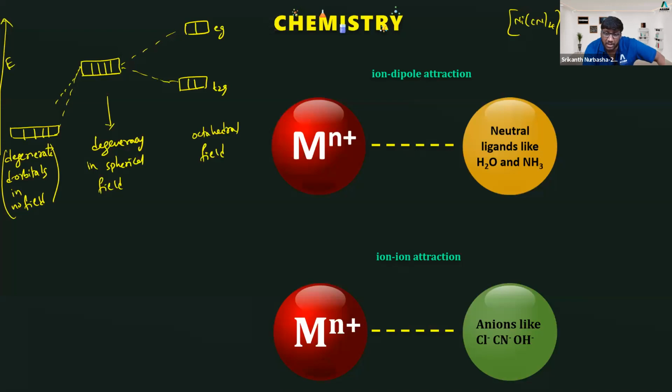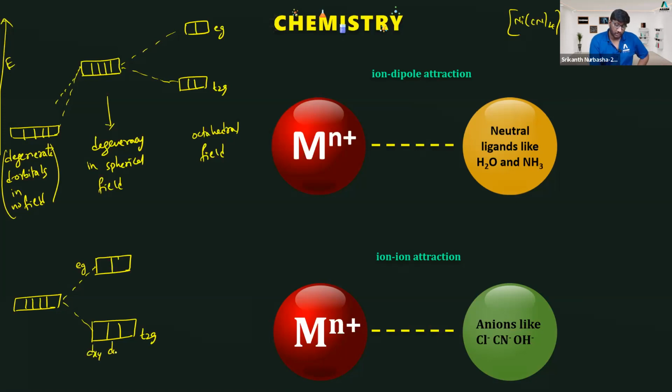But how are the d orbitals going to be split in the presence of a square planar field? Any ideas? Any idea, students? Right or wrong, you just say your idea. That's fine, even if you give a wrong answer, that's very good. What, Ayushi?